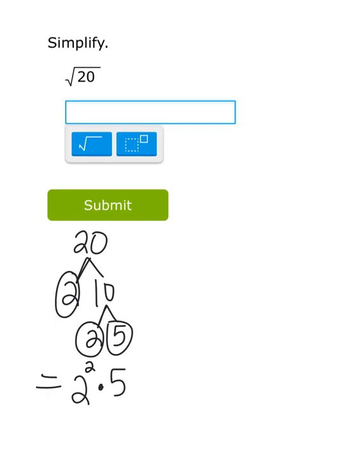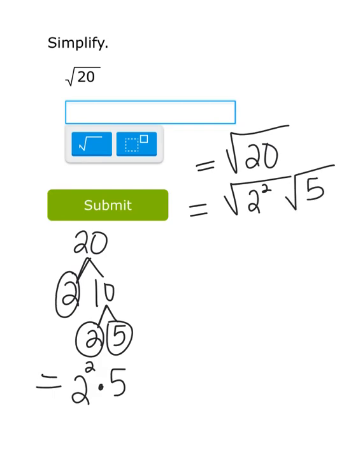Alright, so since I'm taking the square root of 20, I can rewrite the square root of 20 as the square root of 2 squared times the square root of 5, because I know that 2 squared times 5 equals 20. And then I just need to simplify this. Well, I know that the square root of 2 squared is just 2, because whenever you take the square root of a square, you just get what's underneath it.